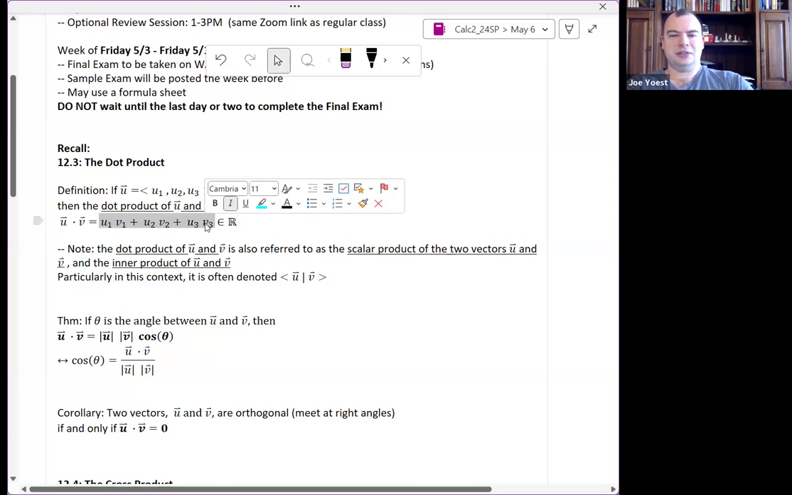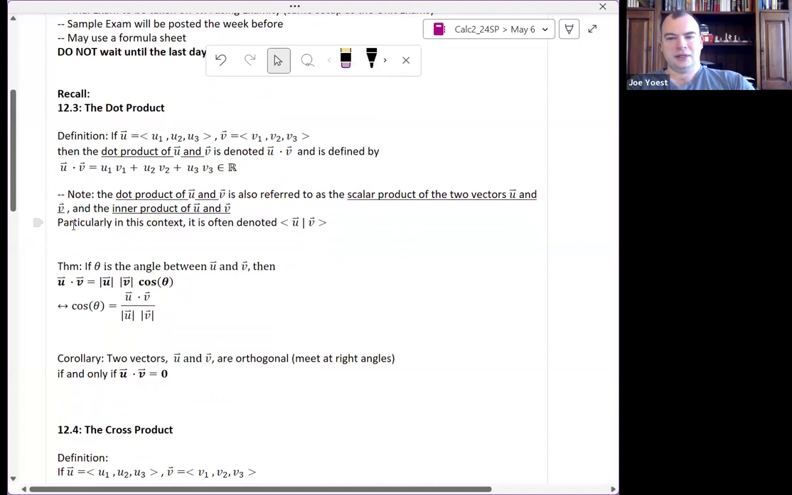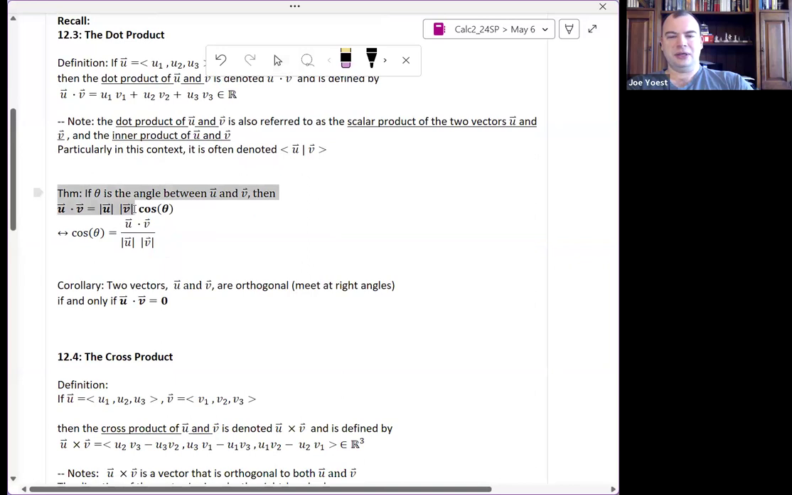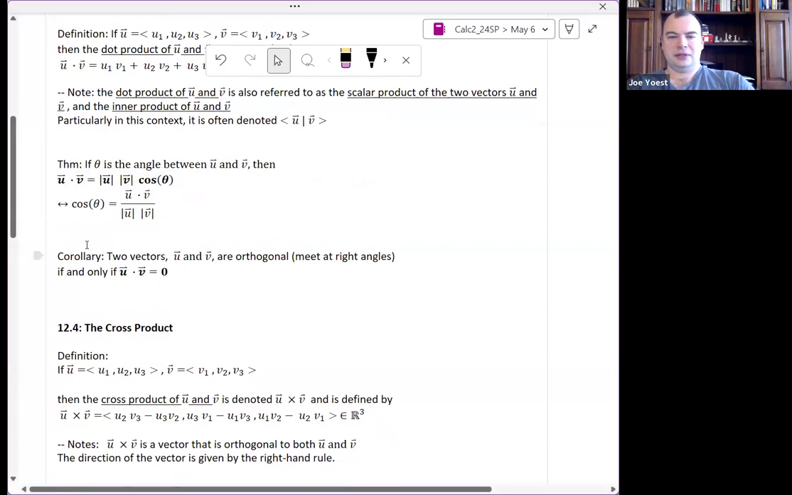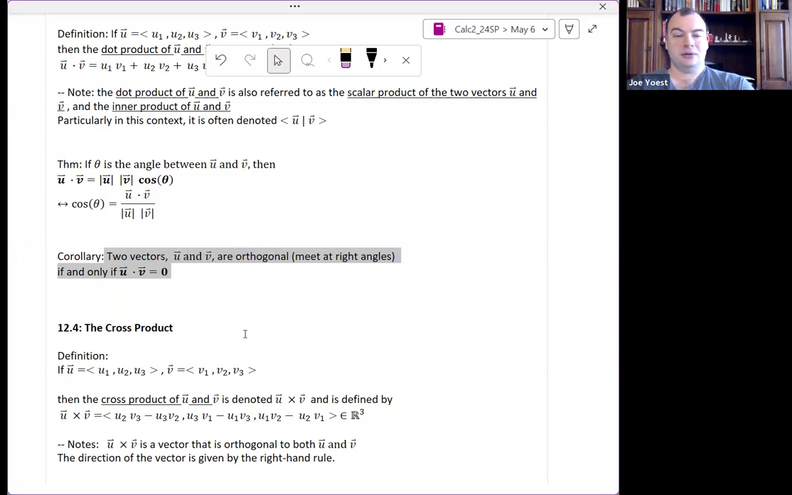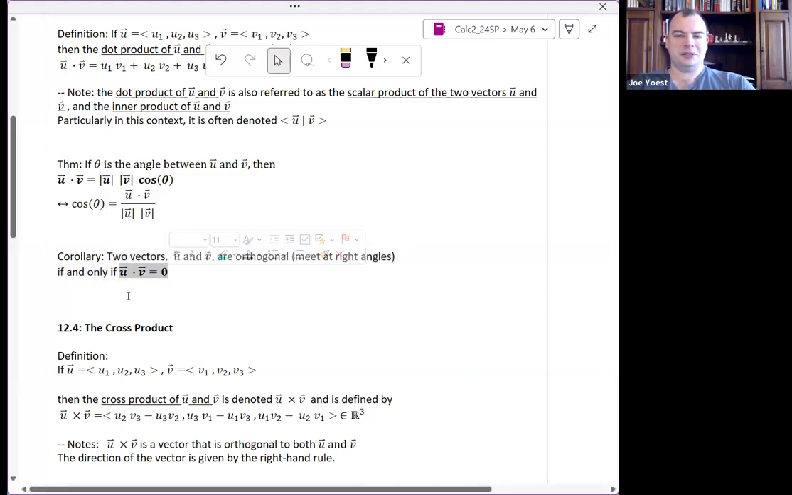But the dot product, we get a scalar out. This is sometimes called the scalar product, and we mentioned an important theorem that we're going to come back to today, that u dot v is length u times length v times the cosine of theta. And we said, as a corollary, if two vectors are orthogonal, if they meet at right angles, or we can roughly say they're perpendicular, or they're perpendicular or orthogonal, if and only if their dot product is 0.